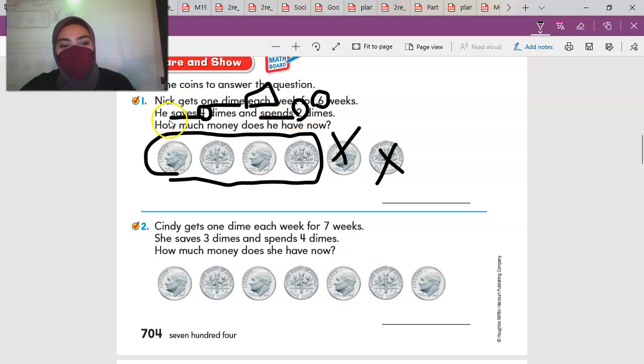Underline the question. How much money does he have now? How much money did he save? 10, 20, 30, 40 cents. So you're going to write dollar sign, 0, decimal, 40.